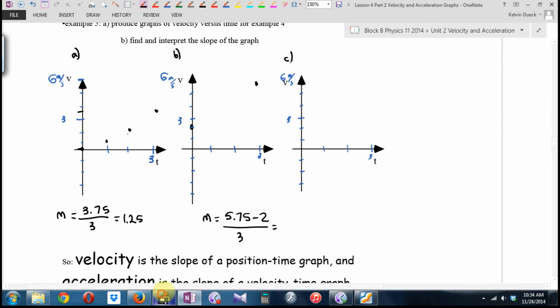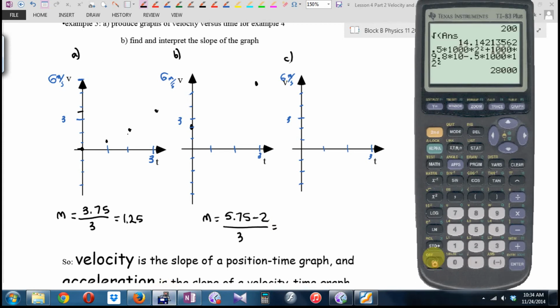What's that on your calculator? Now, there's more than one number on the top, so you have to put the top in brackets. 5.75 minus 2 divided by 3, right? I'm just going rise over run. Tell me I get 1.25 again, do I? I should, because it's the same acceleration. Oh, I typed it in wrong. Tell me I get 1.25 again if I type it in correctly. I should, because it's the same acceleration.